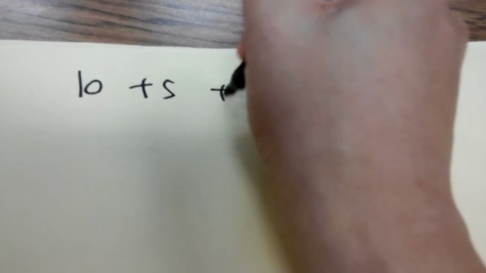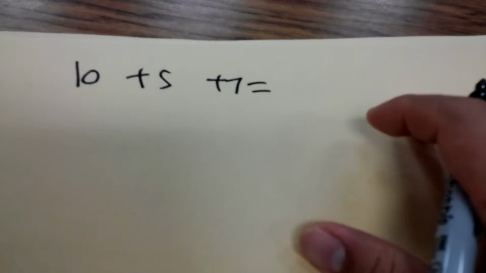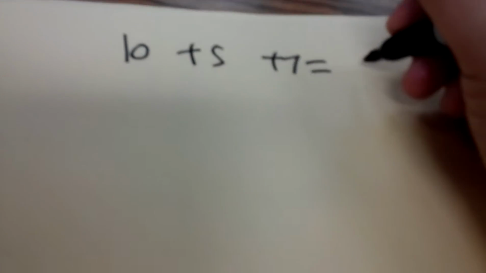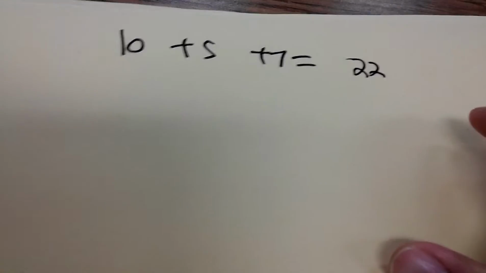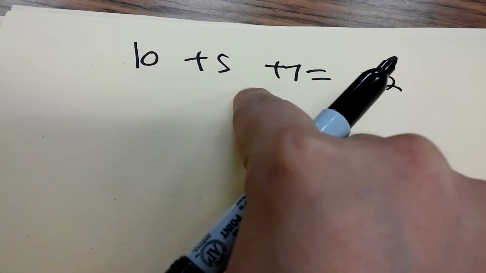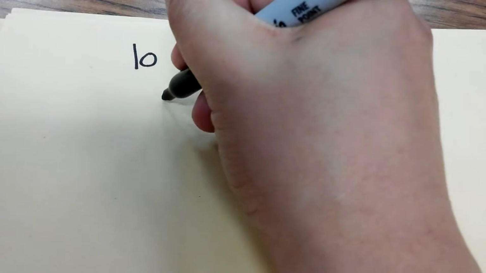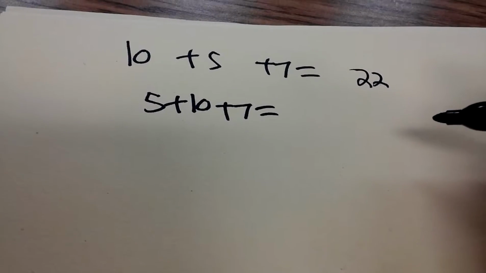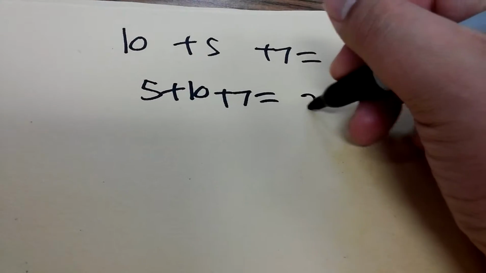What if I had 10 plus 5 plus 7? Well, what does that equal? Well, 10 plus 5 is 15, 15 plus 7 is 22. Okay? Now, what's another way I can use a commutative property to do this? 5 plus 10 plus 7. What do you think that equals? Well, that also equals 22.